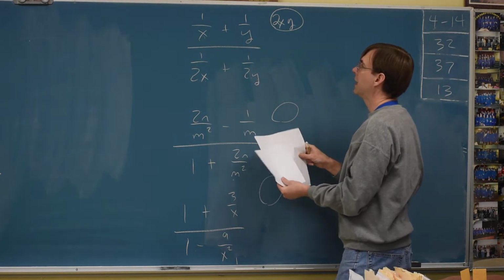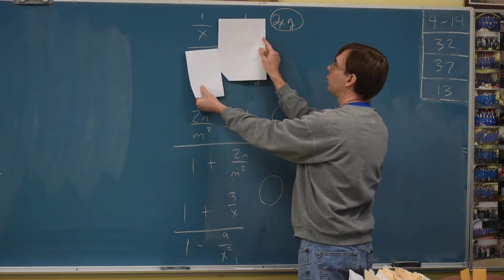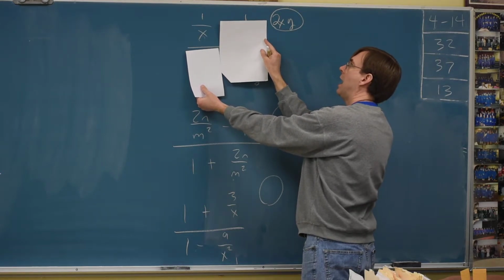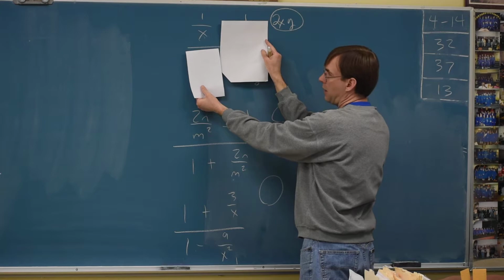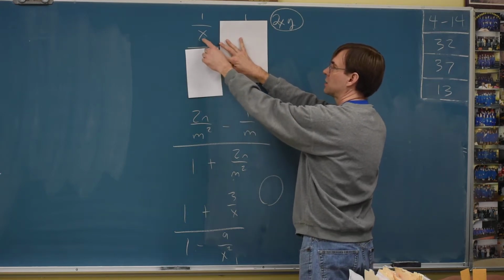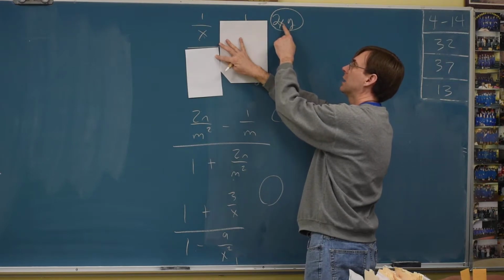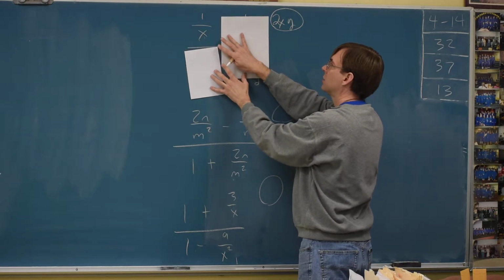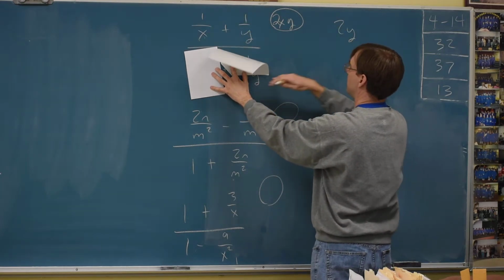So for right now, I am only worried about the one area you can see. If I multiply the circled LCD by that fraction, the x's would cancel. This x is on the bottom, this x would be canceled, 2 and y would still sit there, multiply the top, and I just created myself a 2y.